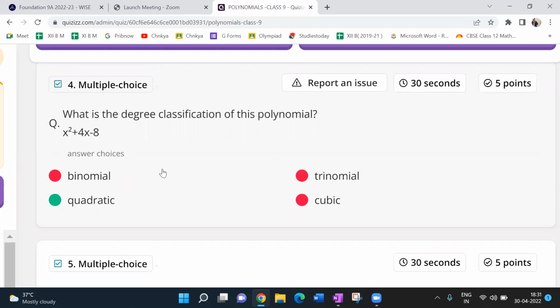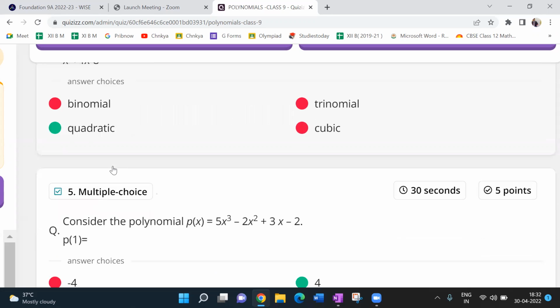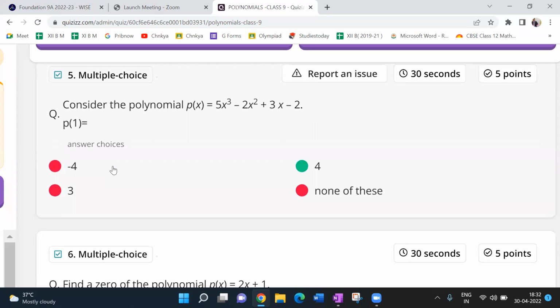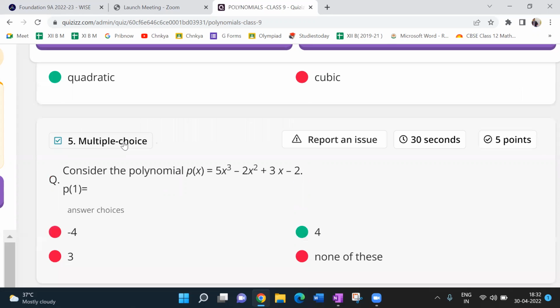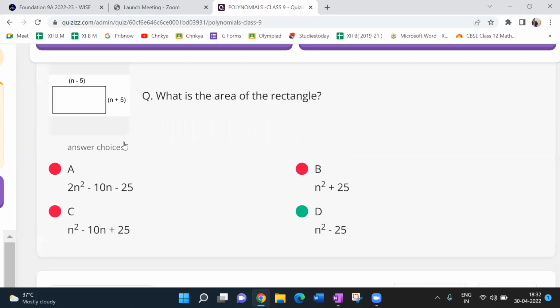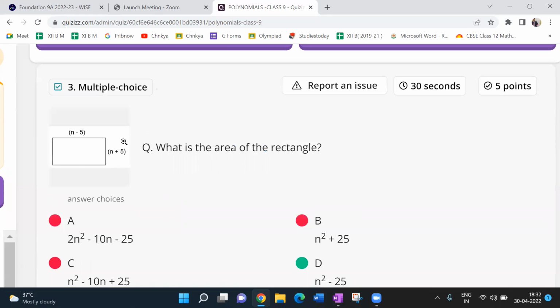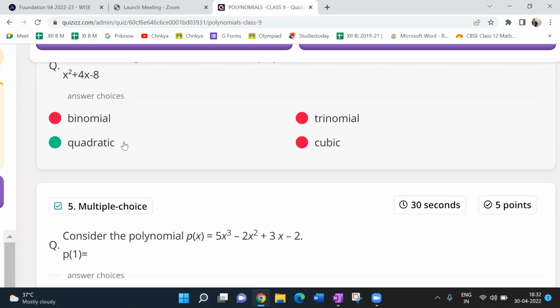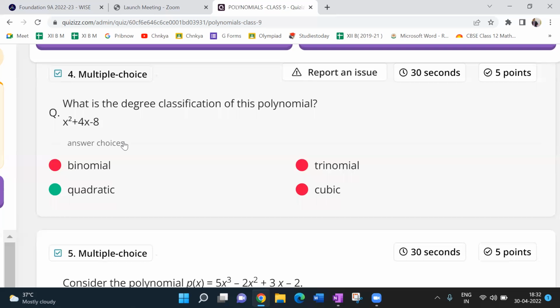Yeah. So what is the degree? Why is it quadratic? What is the degree classification of this polynomial? Quadratic. Which degree shows which polynomial? Quadratic polynomial. Sir, I think you skipped one question. No, beta. It will not be in order. It will be jumbled. Don't worry. I will be covering all the questions. So what is the degree classification of this polynomial?